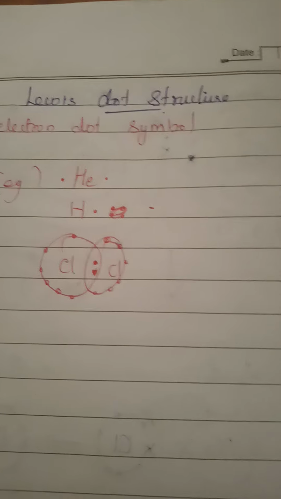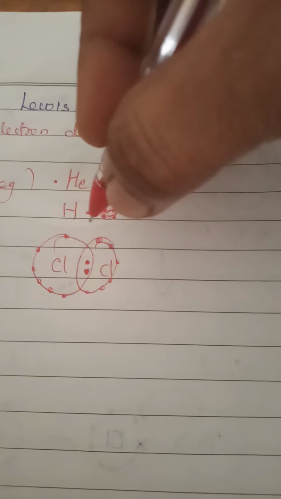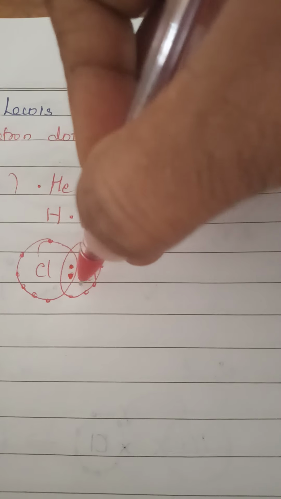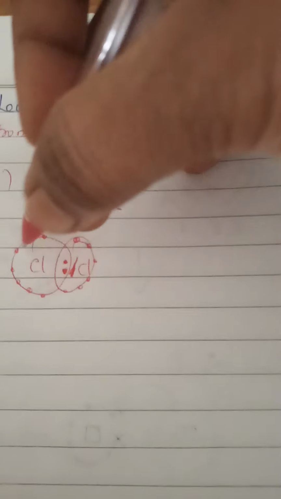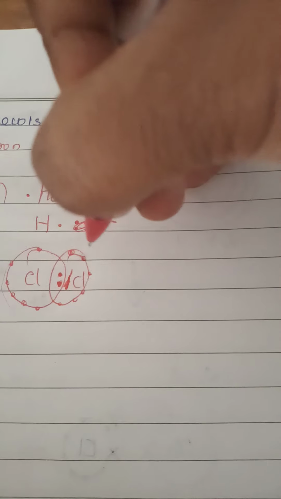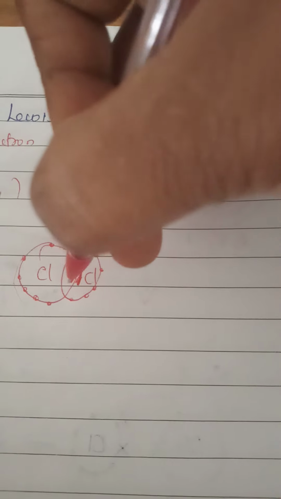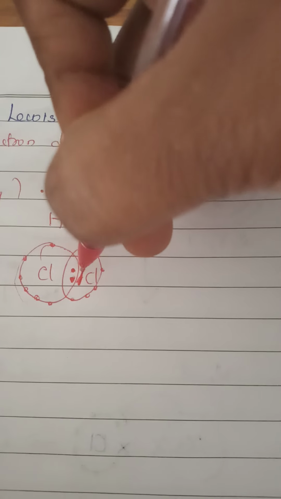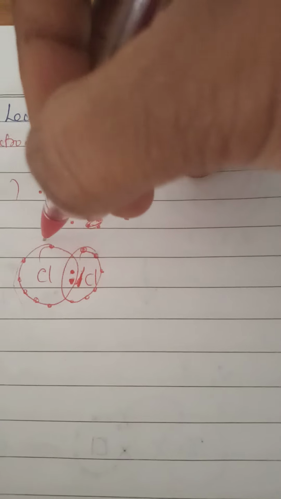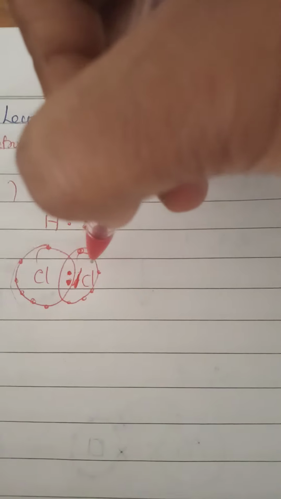For unpaired electrons, we use a single dot. For paired electrons, we use a double dot. This is an example of paired electrons. These are examples of unpaired, single electrons. After the chemical reaction, they form paired electrons. Paired electrons mean we use a double dot. For a single electron, we use a single dot. Each dot represents an electron. Okay, that's all for the Lewis dot structure.